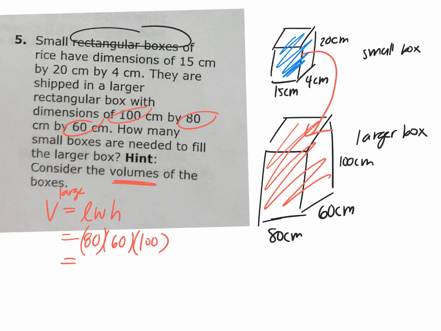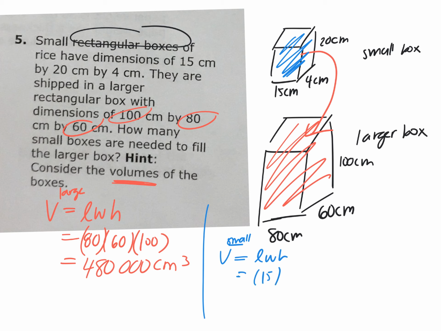What is the volume of the large box? 480,000 centimeters cubed. What do I have to calculate next? Good. The volume of the small box. Same formula. 15 times 4 times 20 equals 1,200. I need to know how many of these boxes fit into here.